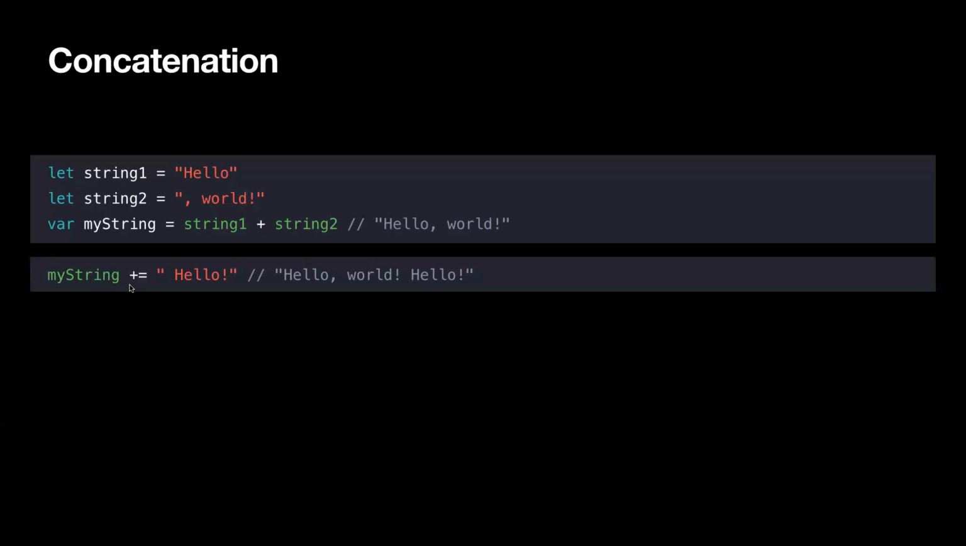So basically, putting two strings together. You can also use the shortcut. For example, you can say my string plus equal hello. So whatever is in my string, I will add hello to it as well. All right, so that is string concatenation.